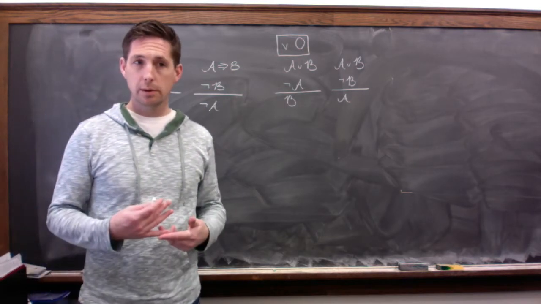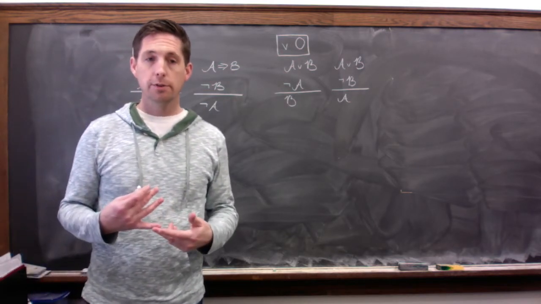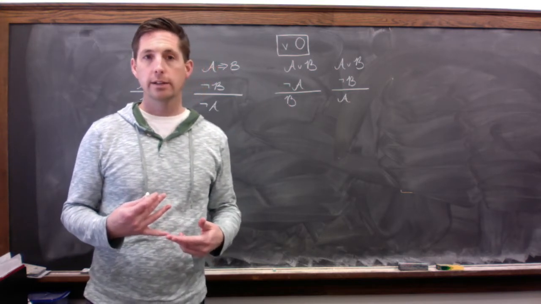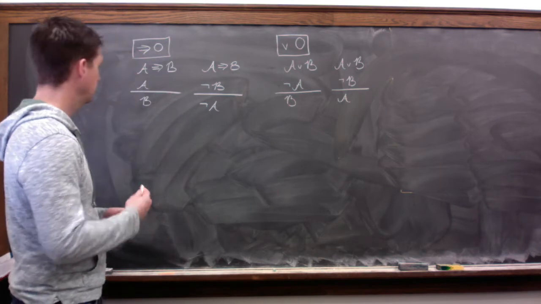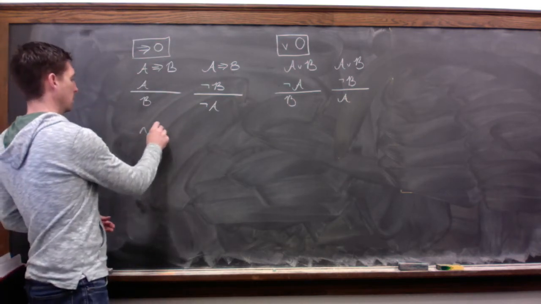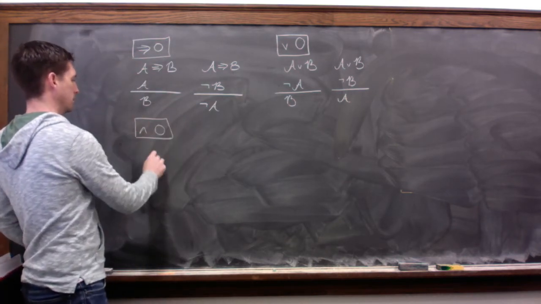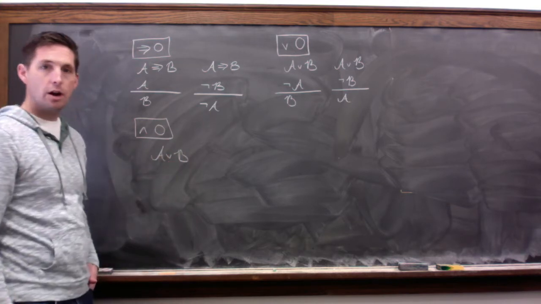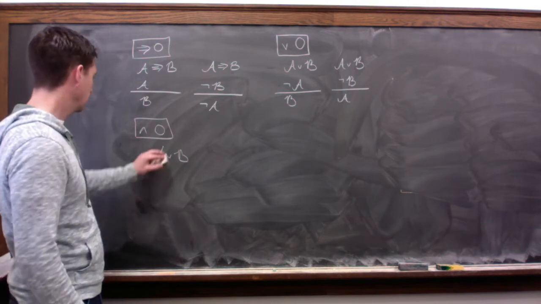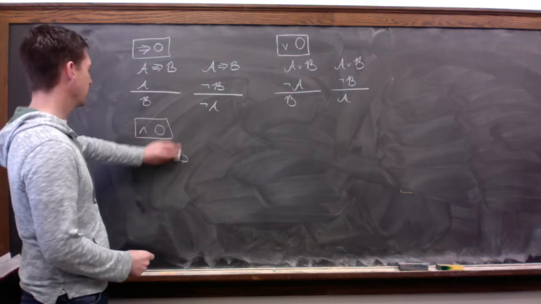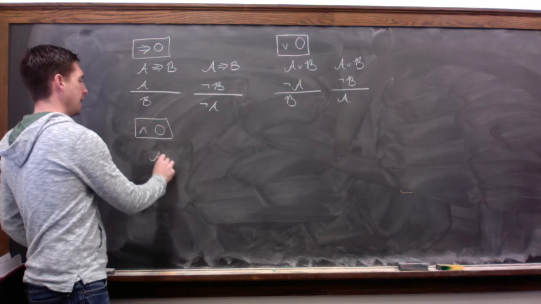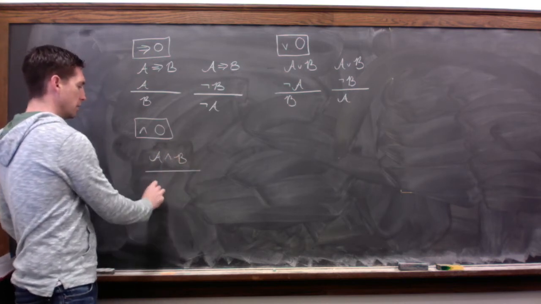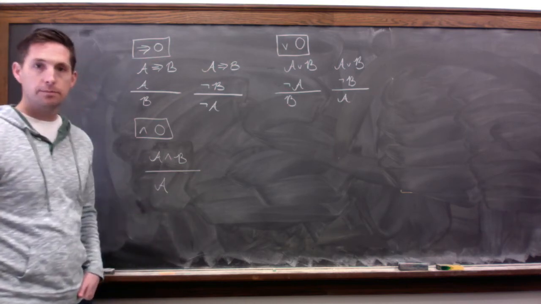To those out rules, I want to add 2 more. The first is called and out, and the second is going to be called biconditional out. So let's look at and out. And out says if you know that a formula of the form A and B is true, from that alone, you know that A is true.